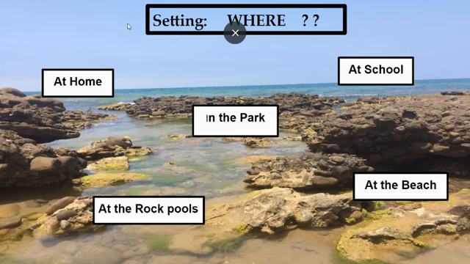The setting is the where in the story. Where is this happening? Right. It could be at home, it could be in the park, at school, at the beach, at the rock pool. It could be in your room, it could be in space. Right. It all depends on the story and the author, the person who writes it.